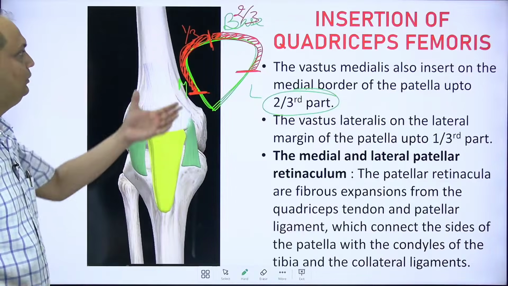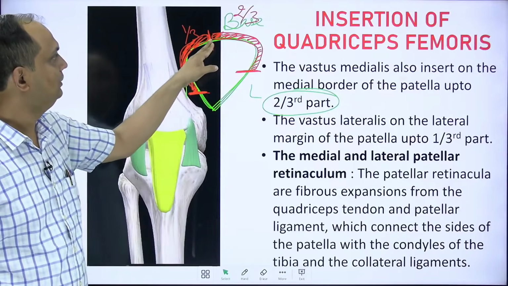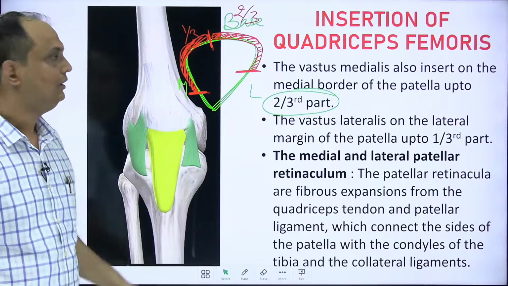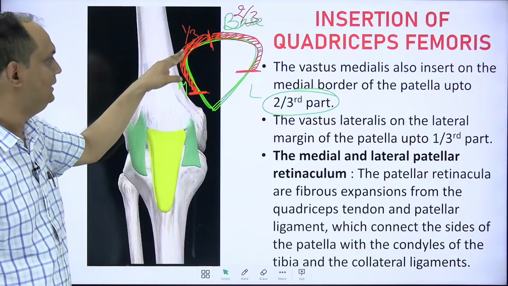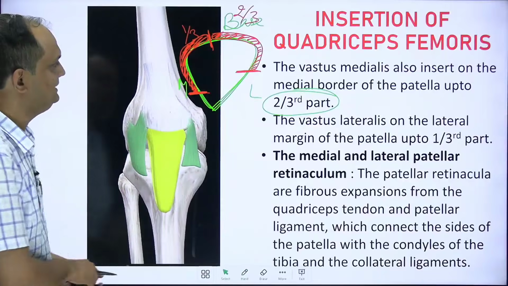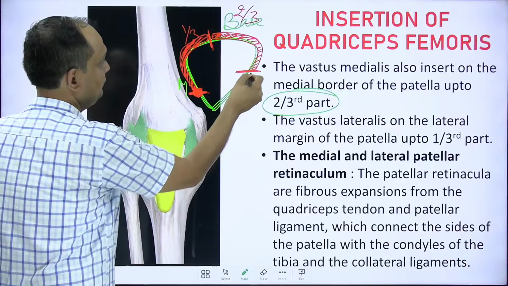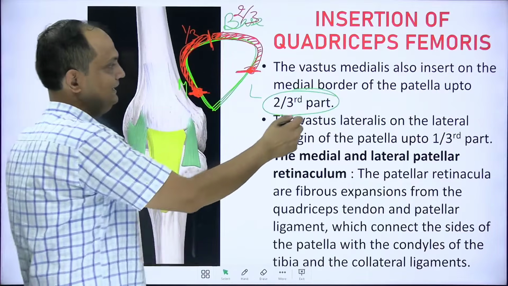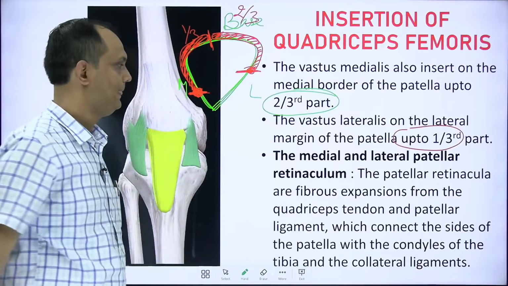Clear? So, in the book you will find this language: vastus lateralis inserts on the lateral 2/3 of the base and upper 1/3 of the lateral border, while vastus medialis inserts on the medial 1/3 of the base and upper 2/3 of the medial border. Because of this pattern, you can see that the vastus medialis has a lower insertion and the vastus lateralis has a higher insertion.